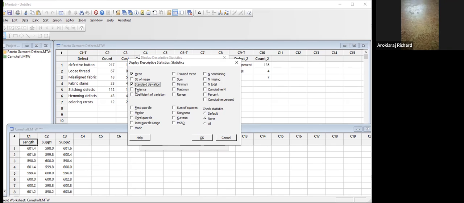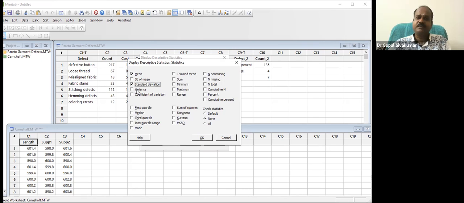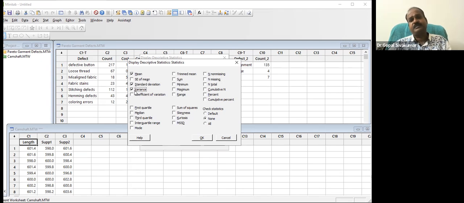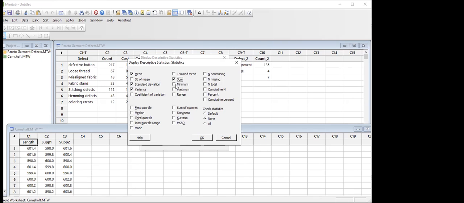Variance is between the lower limit to upper limit? No. Variance is the square of the standard deviation. Coefficient of variation, RK will teach all of you tomorrow. And trimmed mean. Then sum of the data. All of you know sum. Sum means total.